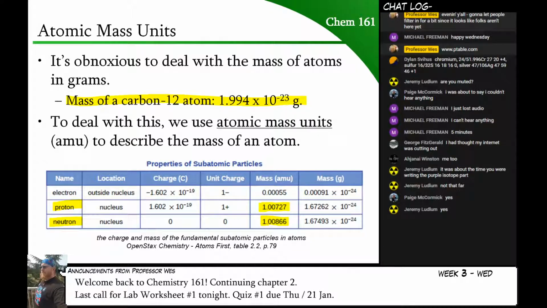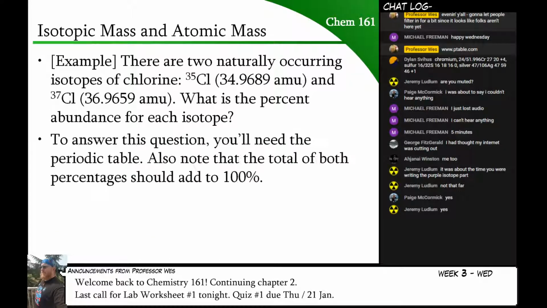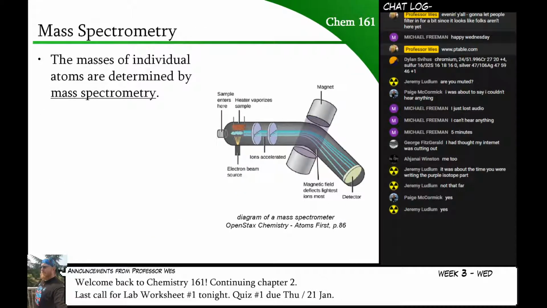Now, how the heck do you get these numbers? How did we learn that a proton weighs this and a neutron weighs that, and so on and so forth? Well, we have a tool that we use for that. And where is that tool? I'm going to skip ahead to show it. There it is. So this tool is called a mass spectrometer. A mass spectrometer determines the mass of a sample based off of a definition.